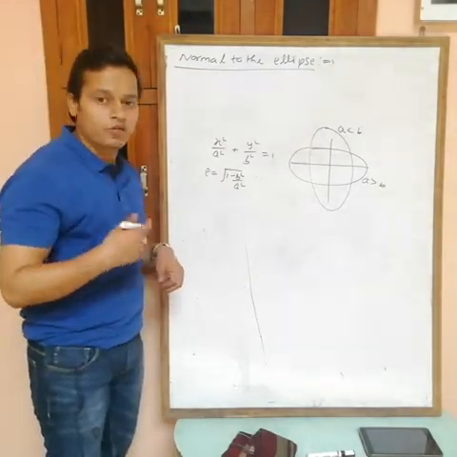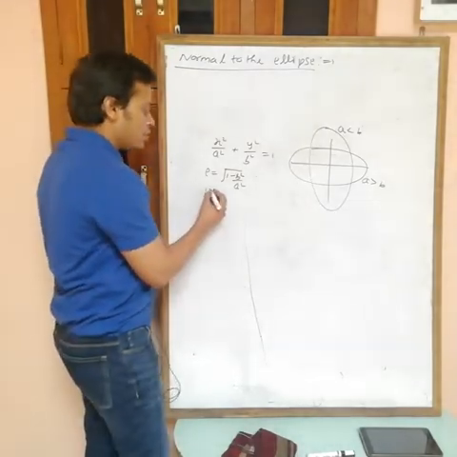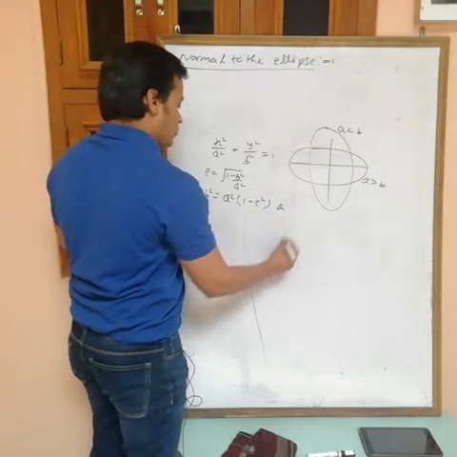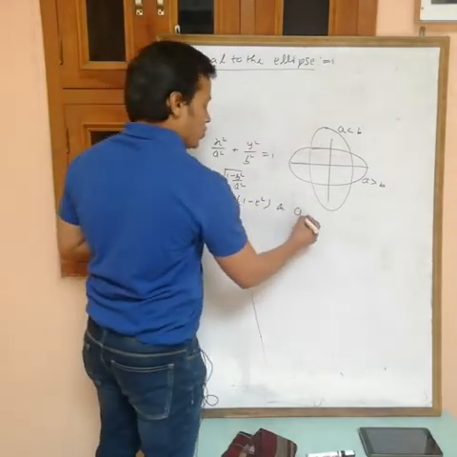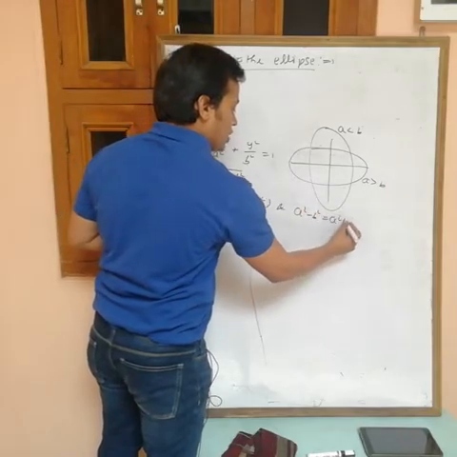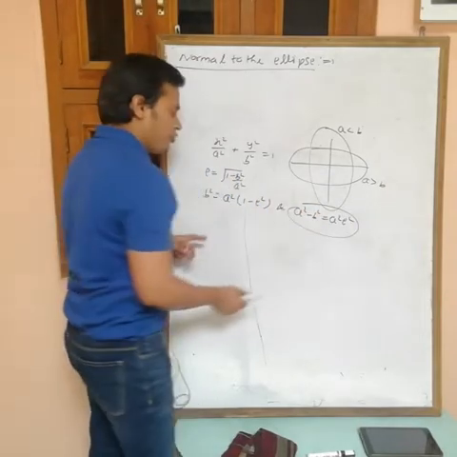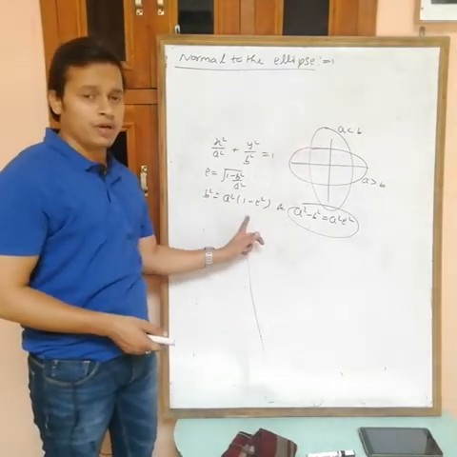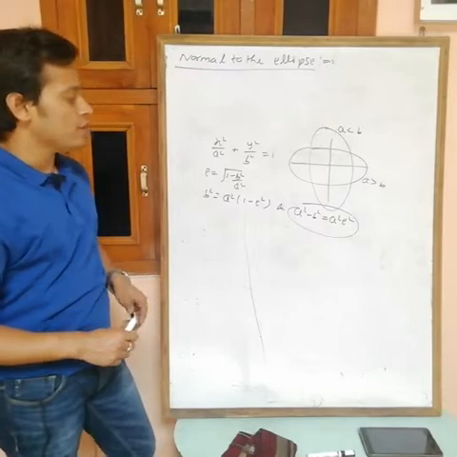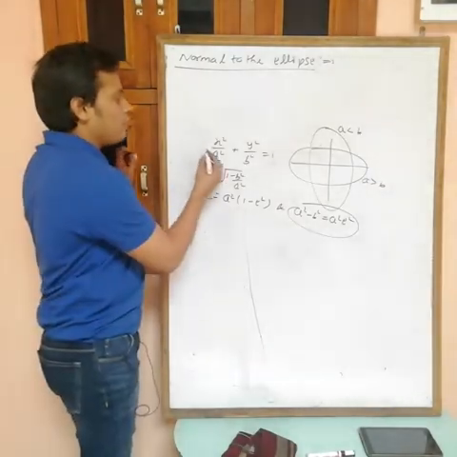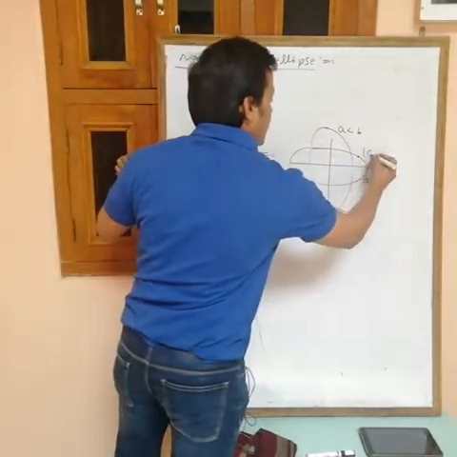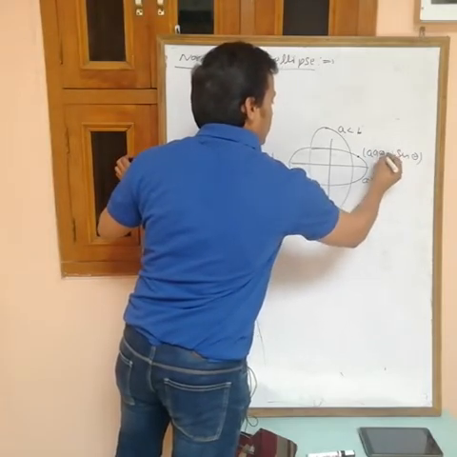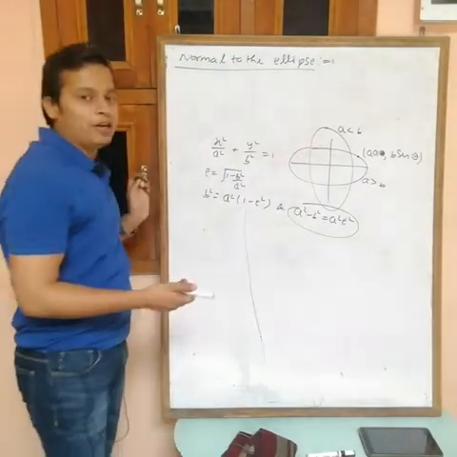We have relation between a, b and e, that is b square equals to a square into 1 minus e square, and also we have another relation, a square minus b square equals to a square e square. We have to remember this. Okay, any point on this ellipse is a cos theta comma b sin theta. This is the general point of this ellipse, where theta is parameter.